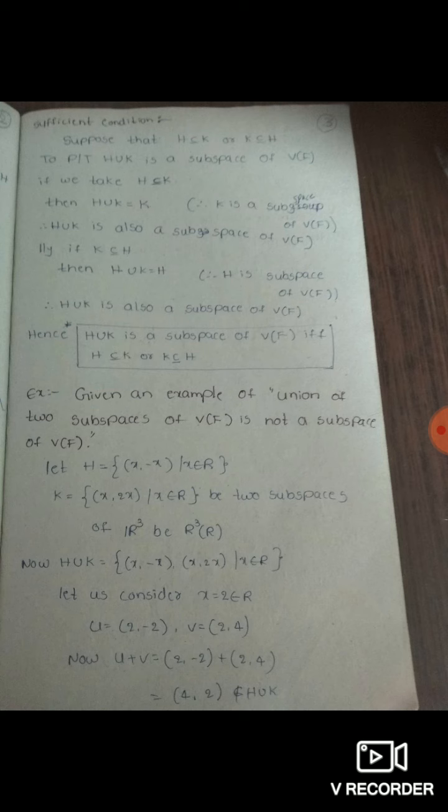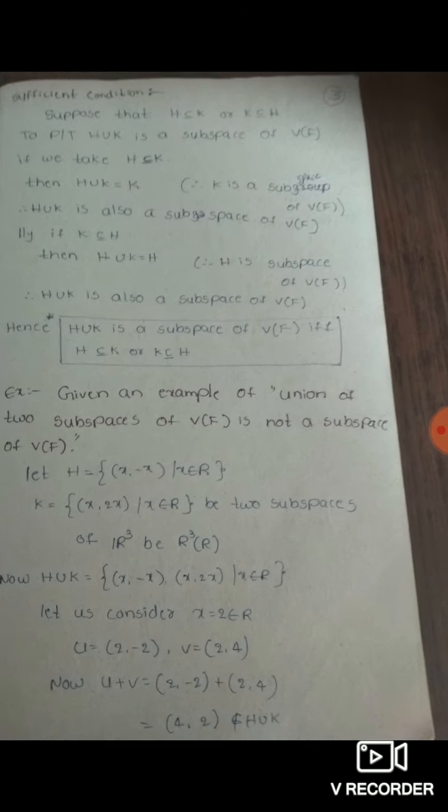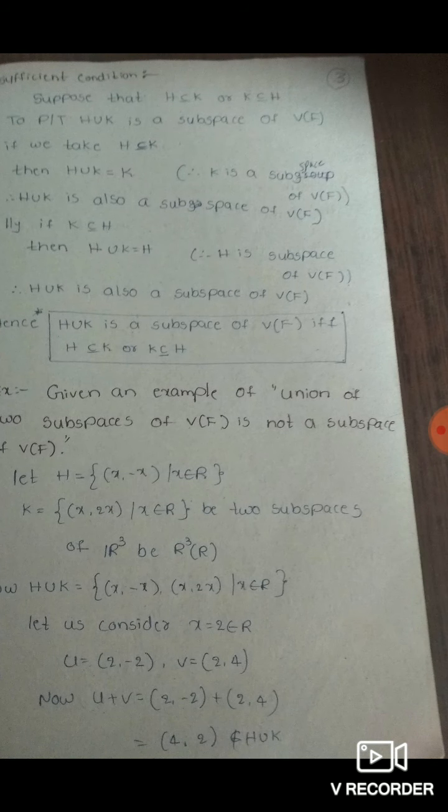What is the sufficient condition? Conversely, suppose that H is a subset of K or K is a subset of H, and we have to prove that H union K is a subspace of V of F. If we take H subset of K, that means H union K equals K. Since K is a subspace of V of F, H union K is also a subspace of V of F. Similarly, if K is a subset of H, then H union K equals H. Since H is a subspace of V of F, automatically H union K is also a subspace of V of F.